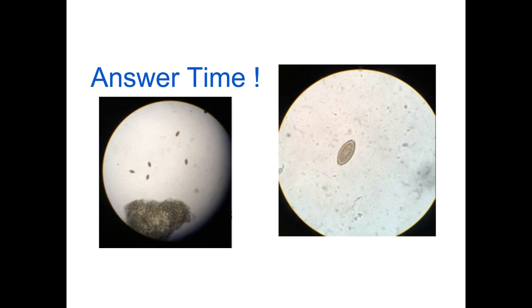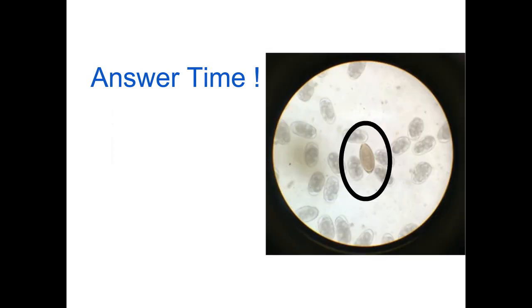Ovoid shape with two bipolar plugs. A little bit smaller. Here it is among the hookworms that we've already identified. I guess it's about the same size as the hookworms. Different shape as a roundworm.